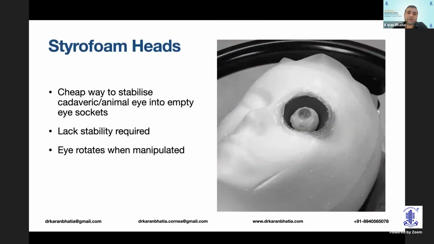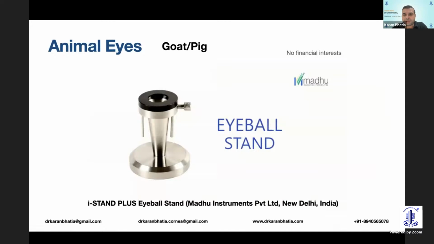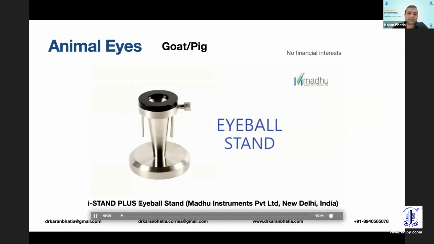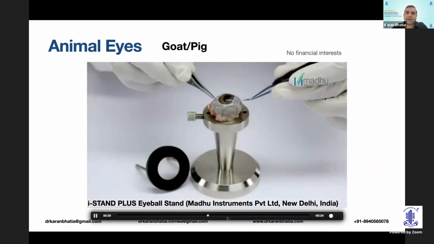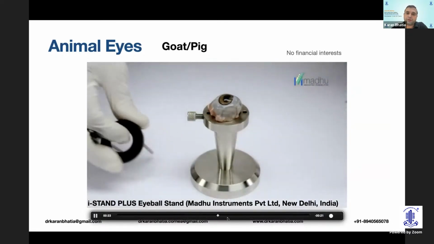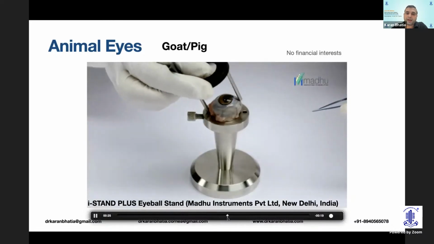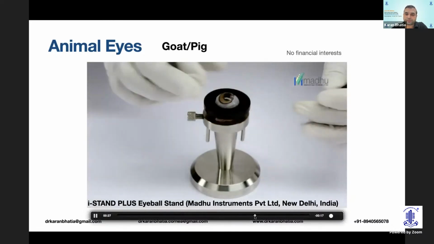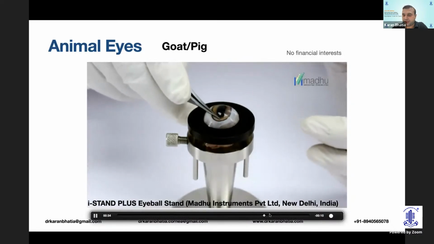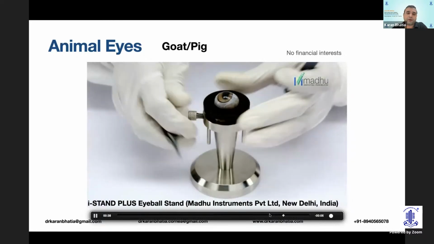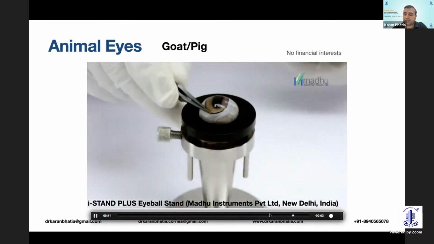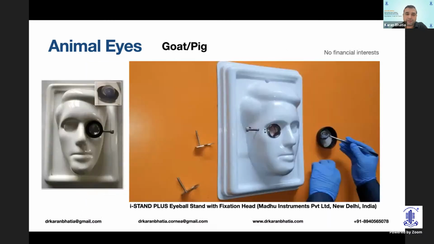Styrofoam heads, now let's go to their fixation. Styrofoam heads are cheap, but they lack the stability and the eye rotates a lot. So therefore, these eyeball stands come into account. This is the one by Madhu Instruments. This opens up like this. I have no financial interest again here, and you can use a goat's eye. You can put it over here. And once this is in position, you can then screw it up and this fixates nicely. If it's a little soft, you can always inject some amount of saline or RL or BSS into the vitreous cavity, and it becomes a little bit harder.